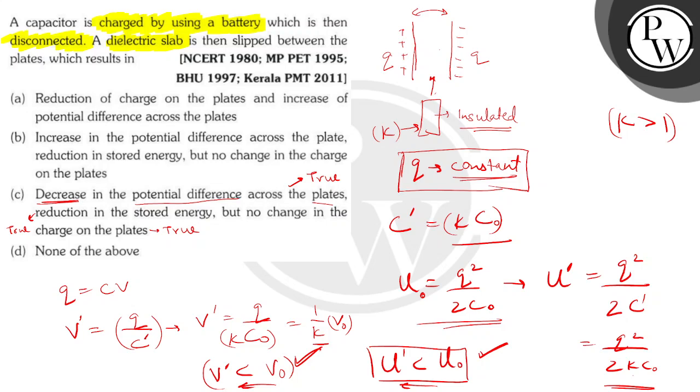Since this whole statement is true, we can say that the correct answer for this question is going to be option C. Decrease in the potential difference across the plates, reduction in stored energy, but no change in the charge on the plates.